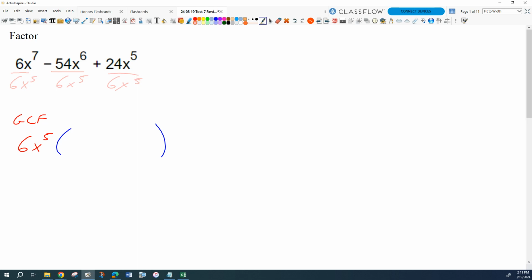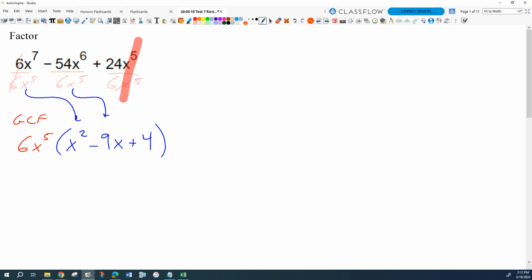6x to the 7th over 6x to the 5th. Well, the 6's cancel. X to the 7th over x to the 5th is what? Yeah, x to the 2nd, x squared, right? Because if we divide like bases, we subtract exponents, okay? How about this next one? Well, minus 54 over 6, that just reduces to 9, right? And then x to the 6th over x to the 5th is x, yeah. And then how about this last guy over here? This last guy, the x's cancel. Oops. Oh, that's my can. I don't really mean to do that, but get the idea. So those cancel, and we're just left with a number. 24 over 6 is 4.